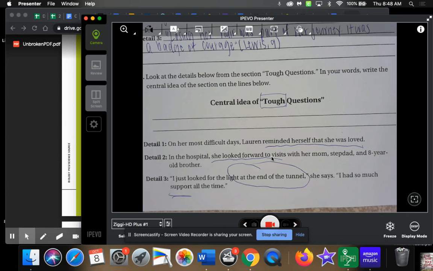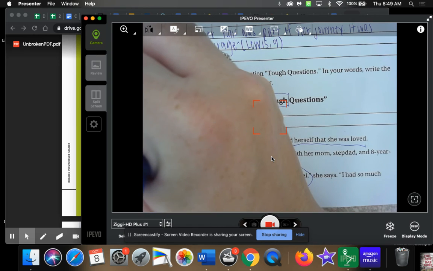She had a tough time, but look at everything that was circled and underlined. Blake? She had a tough time, but what'd you say? She was trying to make the best of it. I like it. So we'll write that. That is the central idea of that section.